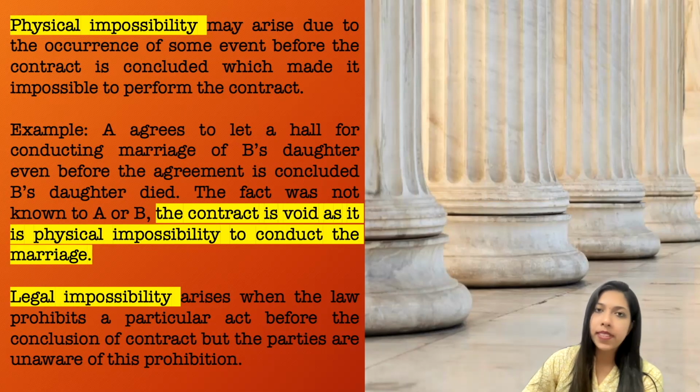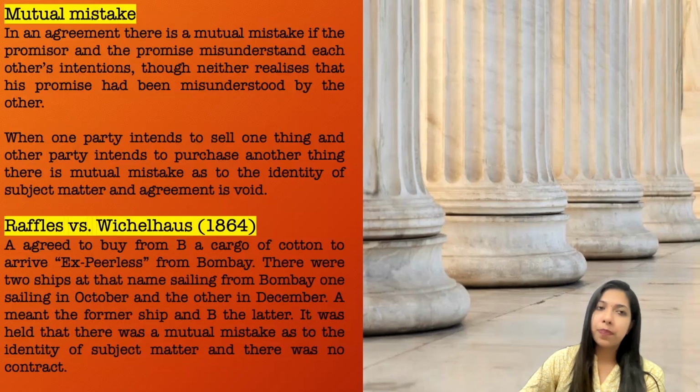Next is legal impossibility. The meaning is that legal impossibility arises when the law prohibits a particular act or thing before the conclusion of the contract, but the parties are unaware of the prohibition. Like there is a change in law, a new law has been implemented, and so on. If that is the situation, if there is a legal impossibility, the contract will be void in nature.